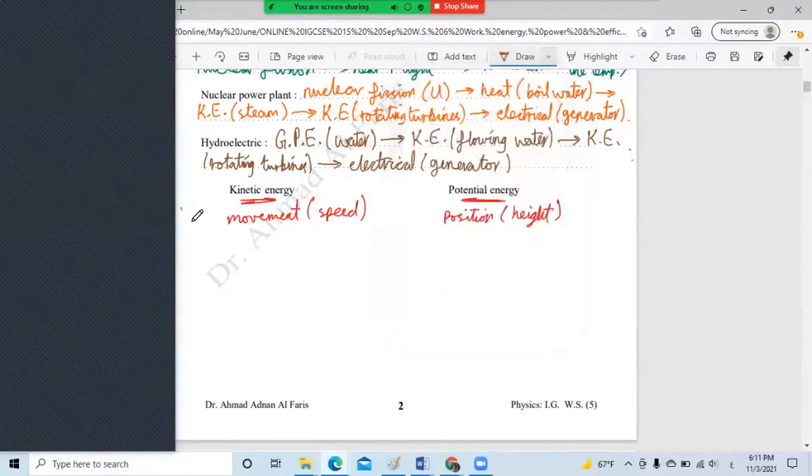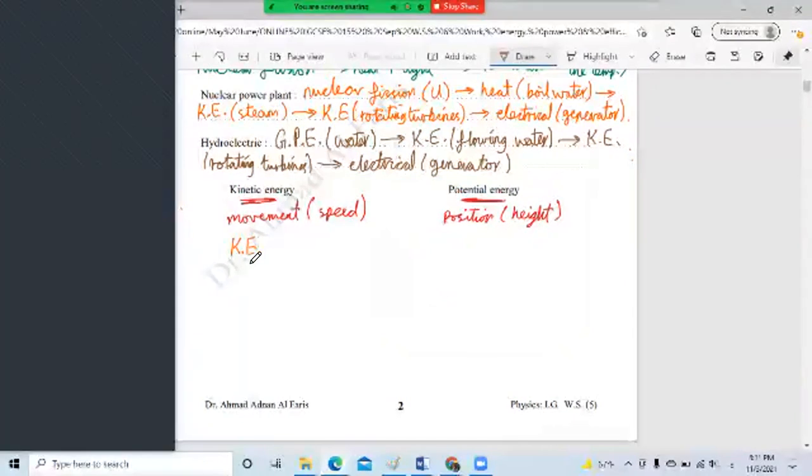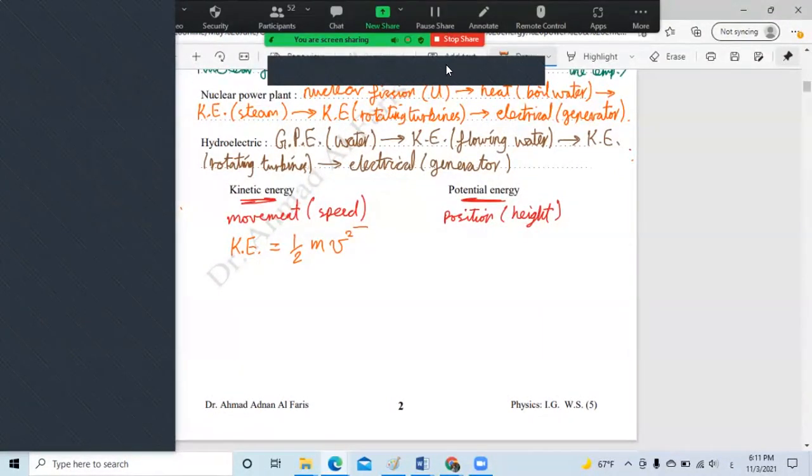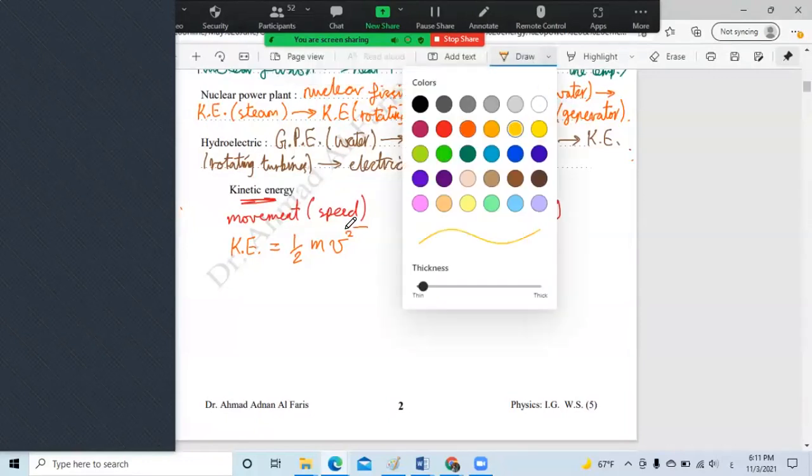So what is the formula for the kinetic energy? Both of these energies are stored inside the object depending on their position or their speed. So the kinetic energy, they use letter KE to represent it, or capital E with a small k inside. It's equal to half mv squared. This is the formula. Half mv squared.